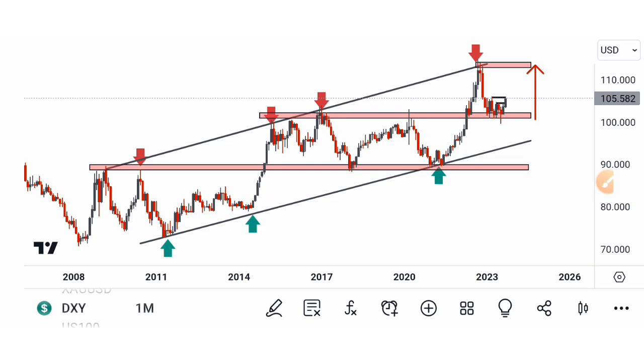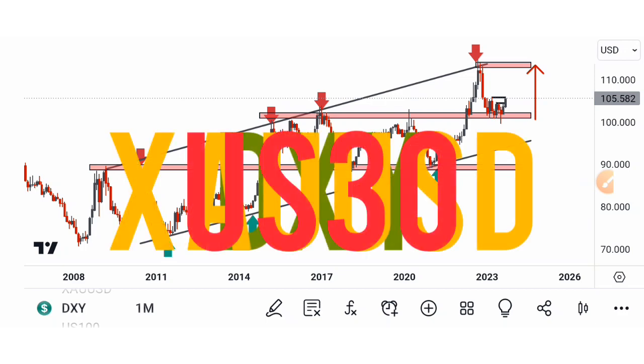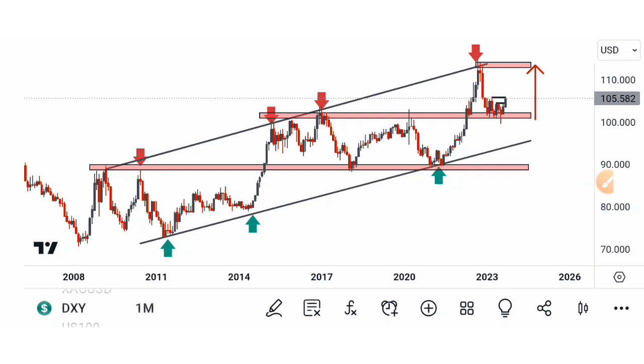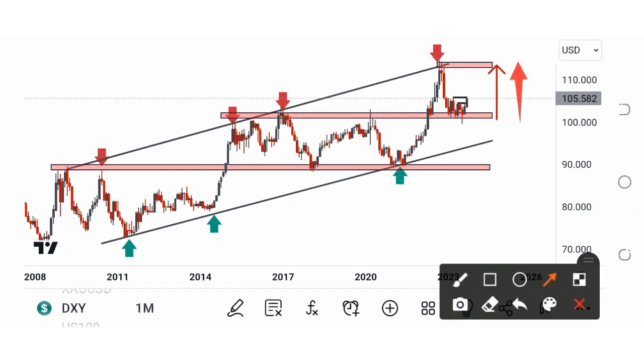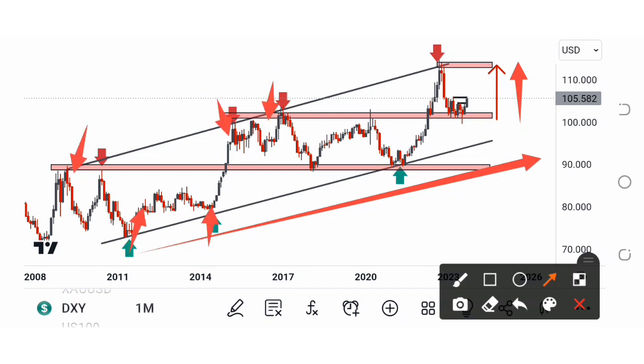It's the time of the week where we do the weekly analysis, and today I'll be analyzing the dollar index, gold, US30 and US100. Now I'll start with the dollar index since it's the first on the watch list, and I'm bullish on this particular market. To explain why, it's simply because we are in an uptrend. I say this because we keep making higher highs over here and we keep making higher lows.